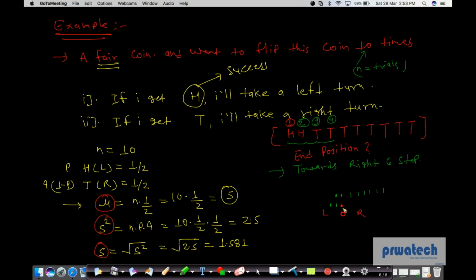Are we clear? Because guys, where I'm standing, I consider that as a central area. That is my zero. And when I'm getting head, I'm taking a left turn. When I'm getting tail, I'm taking a right turn, and then one step each time. So total 10 times trial, 10 is outcome. 2 times left, again 2 times right. So you reach here, and 6 more times right.